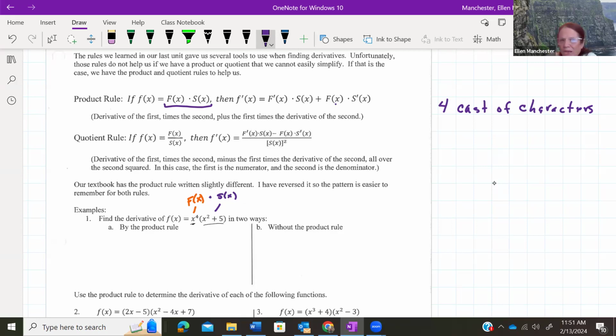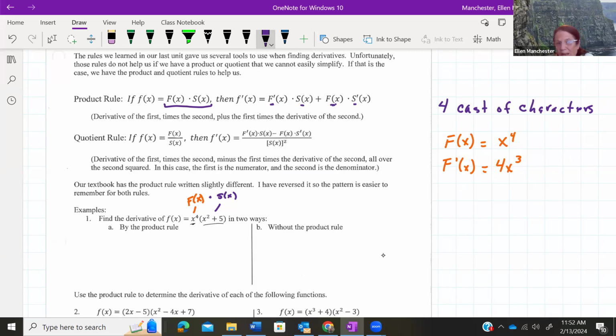So what are the forecasted characters? Well, we already know we have a first and a second, right? Here's my first, here's my second. The other two forecasted characters are the derivative of the first and the derivative of the second. Okay, so here we go. Here's our forecasted characters. I'm going to write them over here. The first function is x to the fourth. Then I'm going to find the derivative of the first function. Well, it's a power rule, right? Drop the 4 to the front and subtract 1. And you're done. You have 2 out of the 4 already.